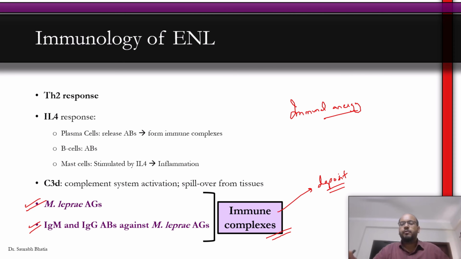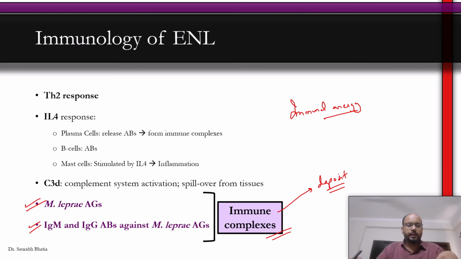Clear? So in type 1 reaction, the immunological process was happening where we had M. leprae and it was not disseminated. It was restricted to the lesions which were there of leprosy before. But in ENL, these immune complexes go inside the circulation and they can reach nearly every part of the body, and there the inflammation happens. And that is why in ENL you have a widespread immune reaction.